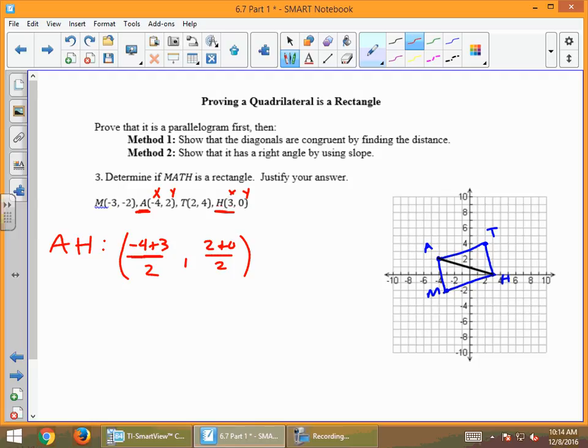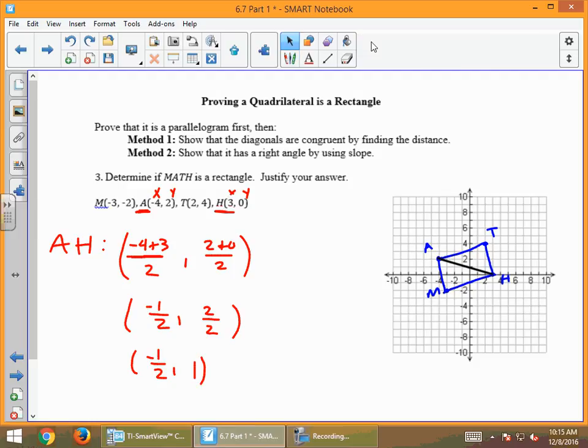First, we have to show it's a parallelogram. We're doing exactly what we did in the other problem. Well, what do we get when we do -4 plus 3? What do we get when we do 2 plus 0? 2. Can't do anything with 1/2. 2 over 2 reduces to what? 1. There's the midpoint of that first line.